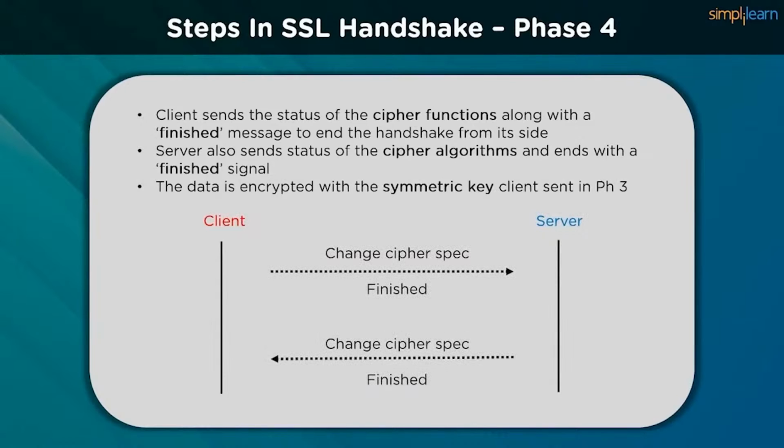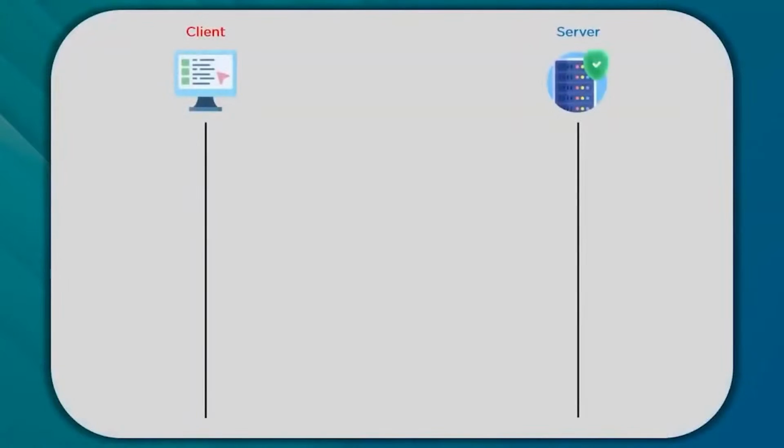With the end of phase 4, authentication is complete and the SSL handshake has maintained the authenticity of the entire session between the client and server. To reiterate the entire process, let's go through each step one more time. The client sends a hello request to the server. The server responds with its own hello message and sends the server authentication certificate for verification.